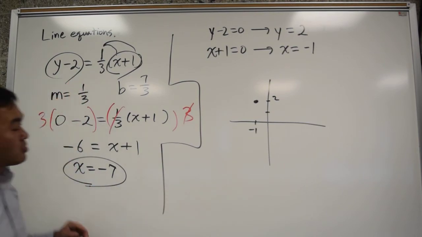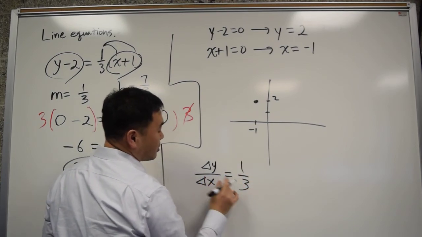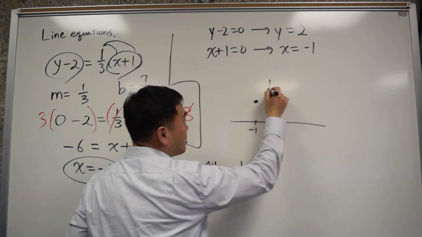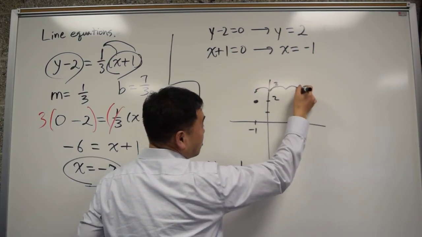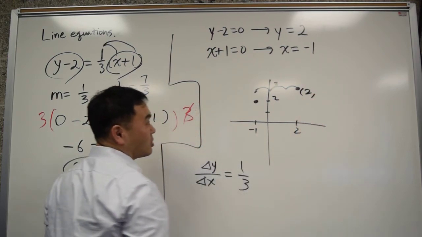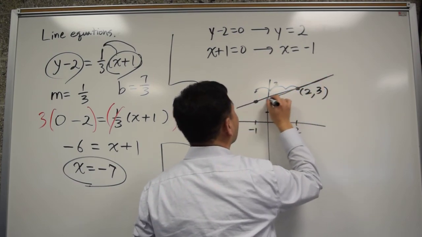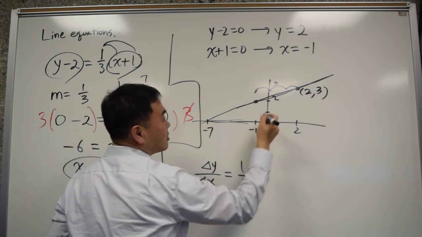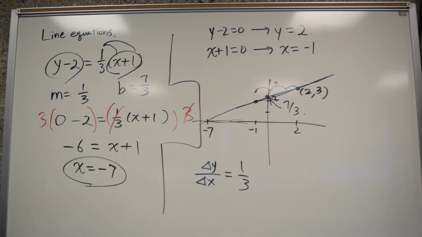And then because the slope, change of y over change of x, is 1/3, when y increases by 1, x increases by 3. So you start from here, you increase y by 1, you go to 3, and you increase x by 3. So 1, 2, 3, you're right here. So this coordinate is (2, 3). And you connect these two points as a straight line. We know that the x-intercept is -7, and this point right here is 7/3. Okay, so that's how you draw these graphs.